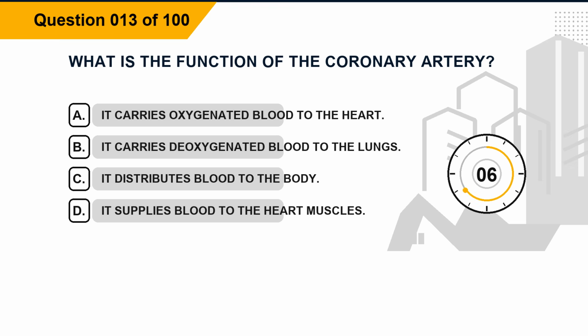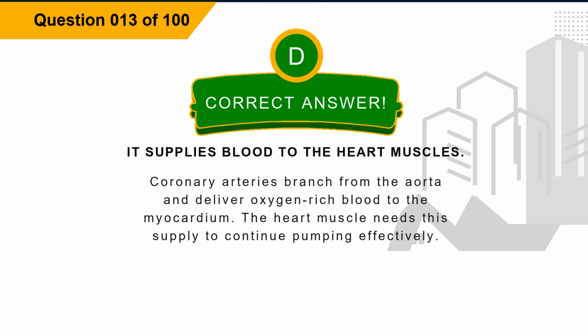Option C, it distributes blood to the body. Option D, it supplies blood to the heart muscles. The correct answer is option D, it supplies blood to the heart muscles. Explanation: coronary arteries branch from the aorta and deliver oxygen-rich blood to the myocardium. The heart muscle needs this supply to continue pumping effectively.